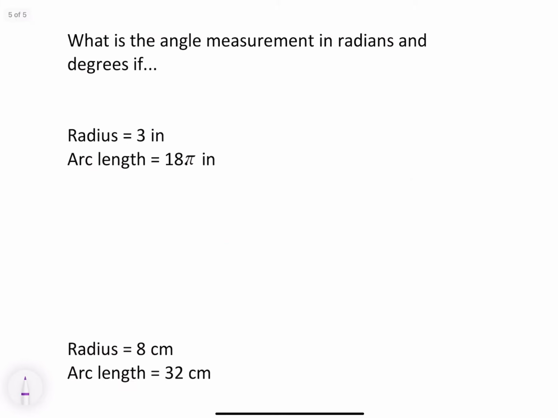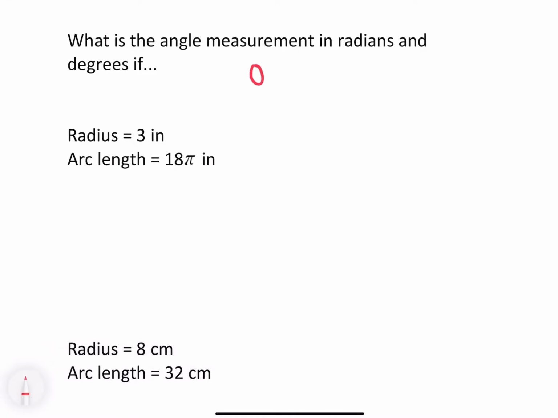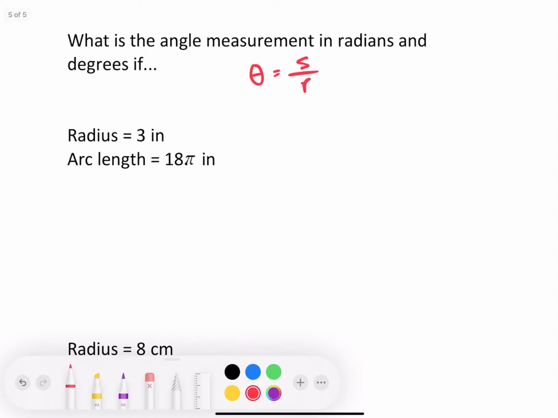Let's go ahead and take a look at these problems. These are a little bit different. This time we're given the radius, we're given the arc length, and we want to go ahead and calculate the radians. Now for these particular problems, we're going to go back to that first formula that we saw earlier when we started looking at radians. And that was the radian, which is this theta symbol, is equal to our s, which is our arc length, over our r, which is our radius.